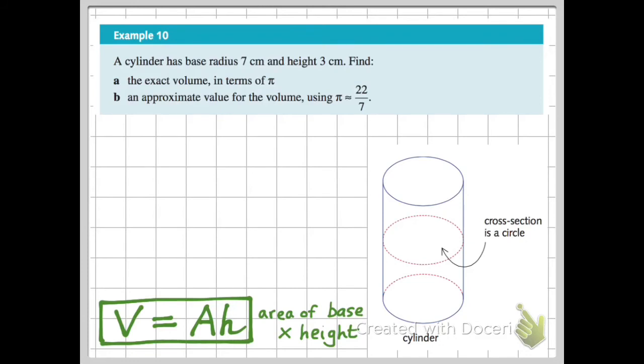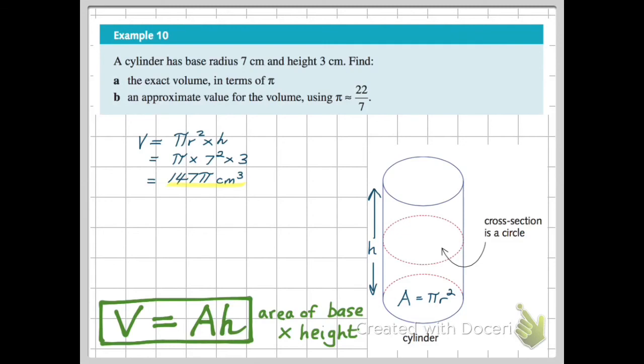So let's look at a very straightforward example. We're asked to find the volume of a cylinder of radius 7 centimeters and height 3 centimeters. Now let me just label the diagram here. Area of the base is pi r squared, it's a circle, and h is the perpendicular height. Next step, start with the formula, v equals pi r squared times h. Now we substitute the values, 7 squared times 3, and we get 147 pi centimeters cubed. That's the answer to A.